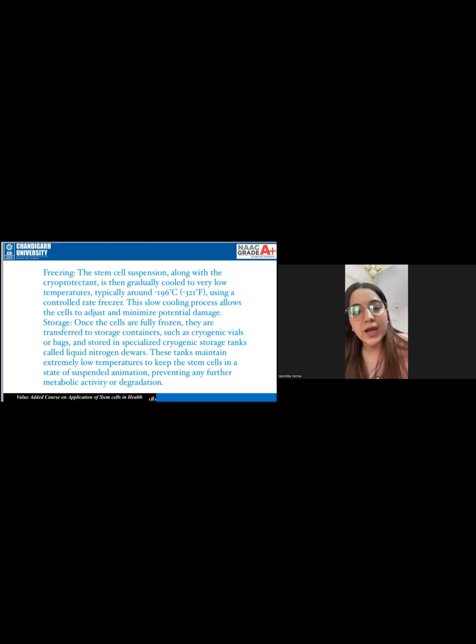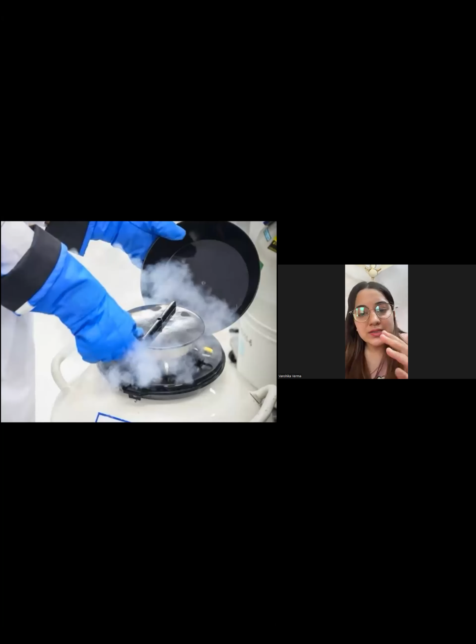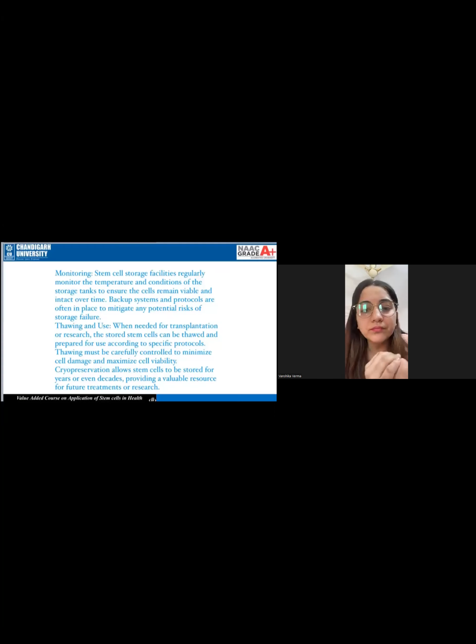The storage and the freezing method should be appropriate, so that the transplantation for the patient goes properly. So this is the picture I have got, this is the procedure where the cells are properly frozen. You can see even the steam coming, so you can imagine how low the temperature is, it's in minus. So you will see the monitoring. Now we'll be talking about the monitoring.